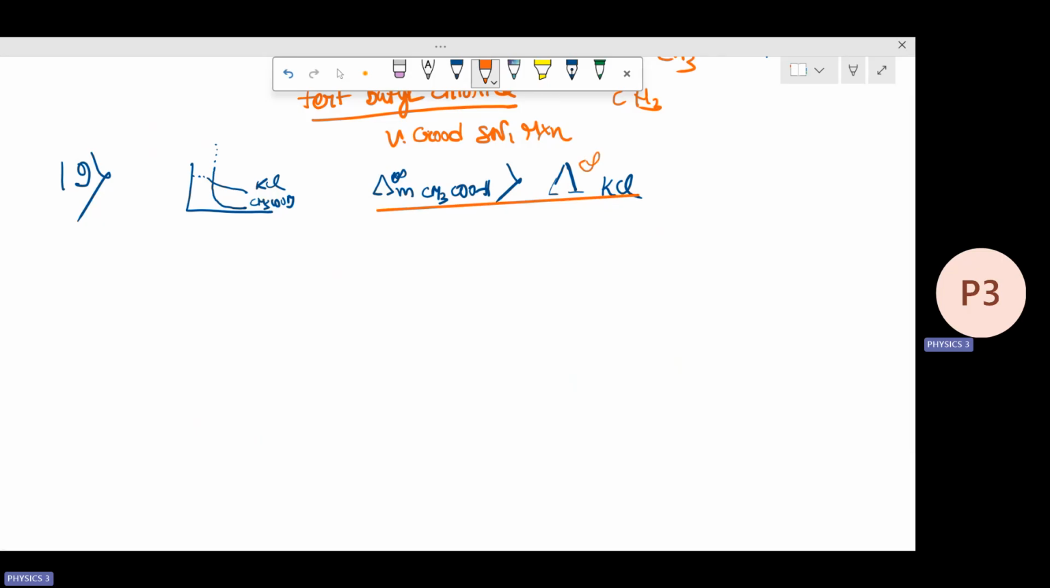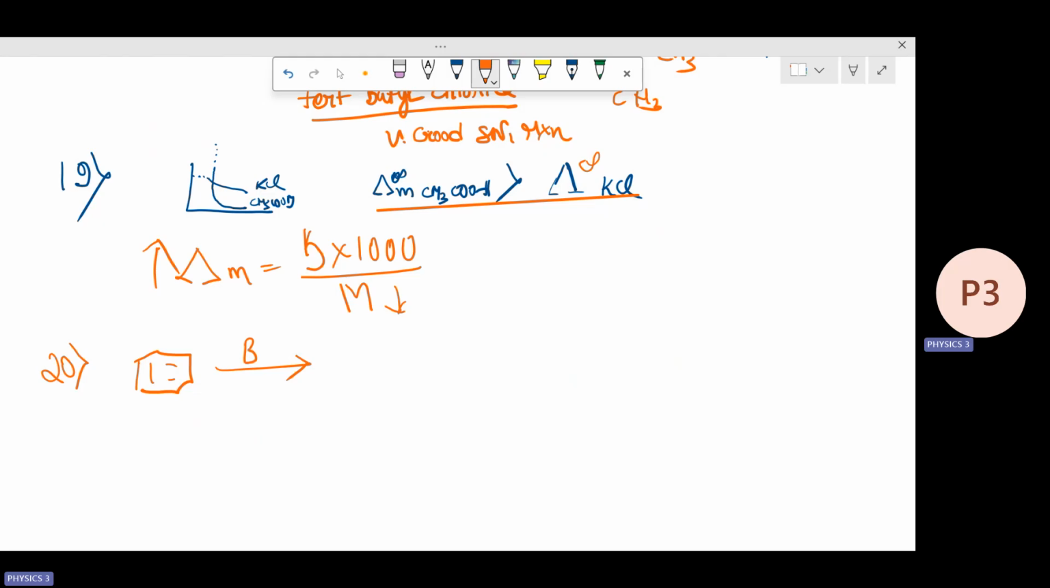Now the second statement, what is the formula? Molar conductance equals kappa into 1000 by molarity. Now if volume increases, concentration decreases, molarity will decrease. If molarity decreases, this is inversely proportional, so molar conductivity will increase. So this second statement is also wrong. Henceforth, both the statements are incorrect. Option A is correct.